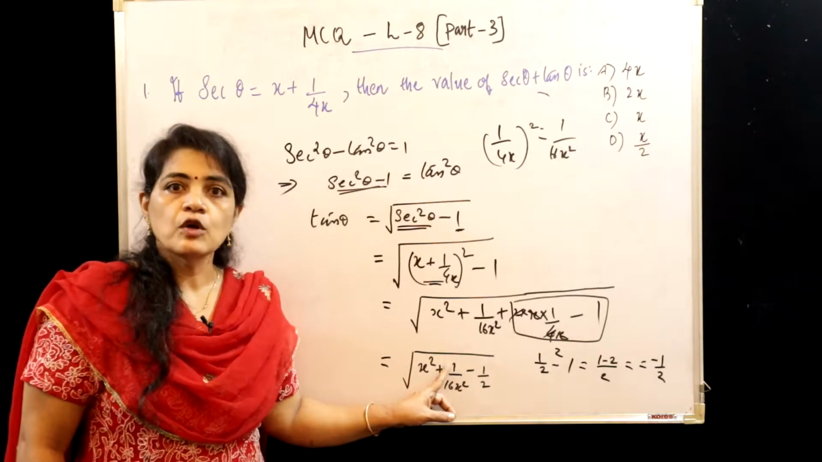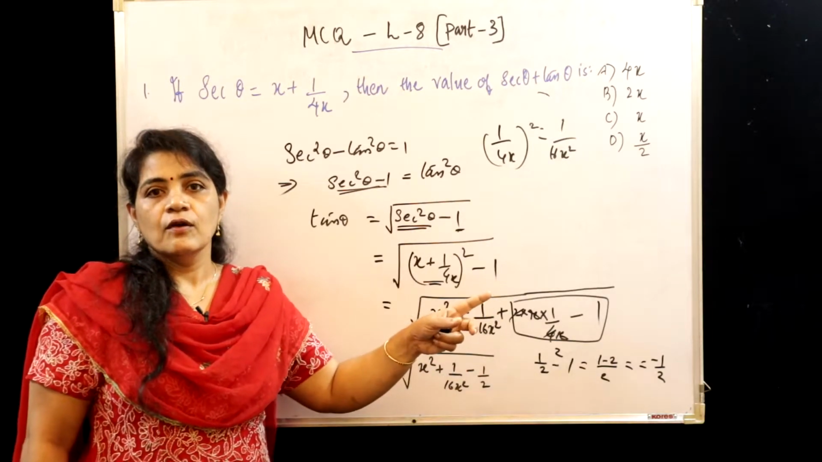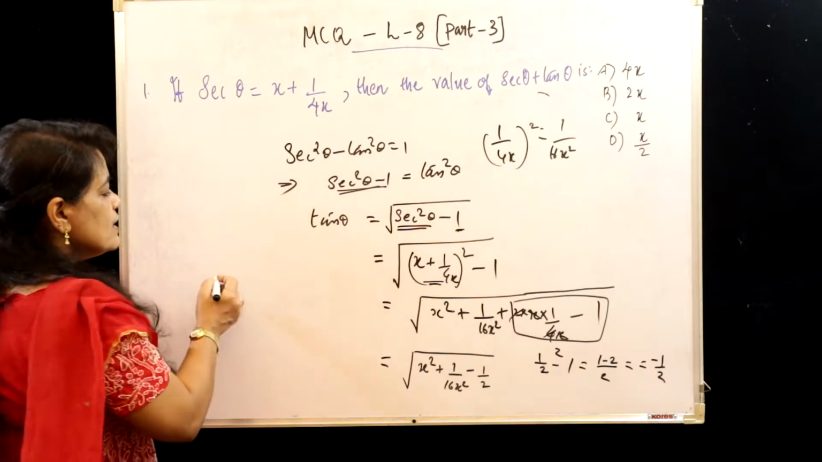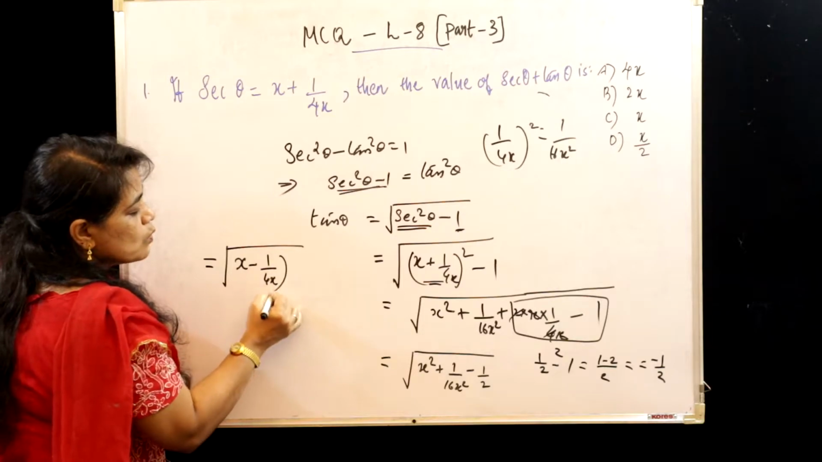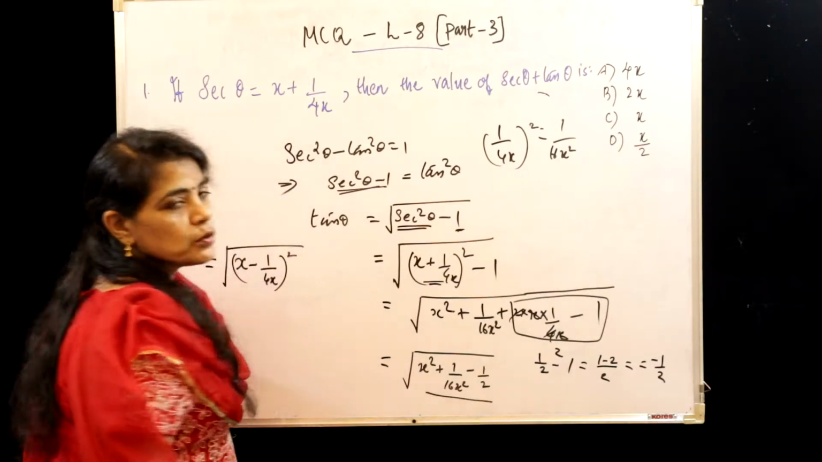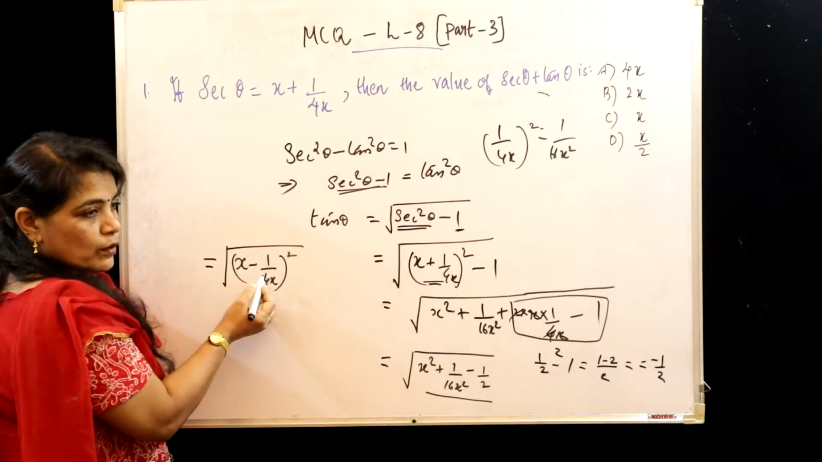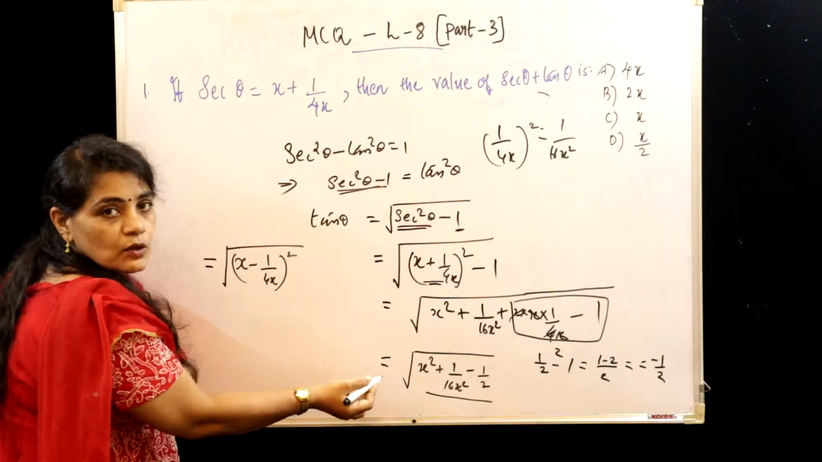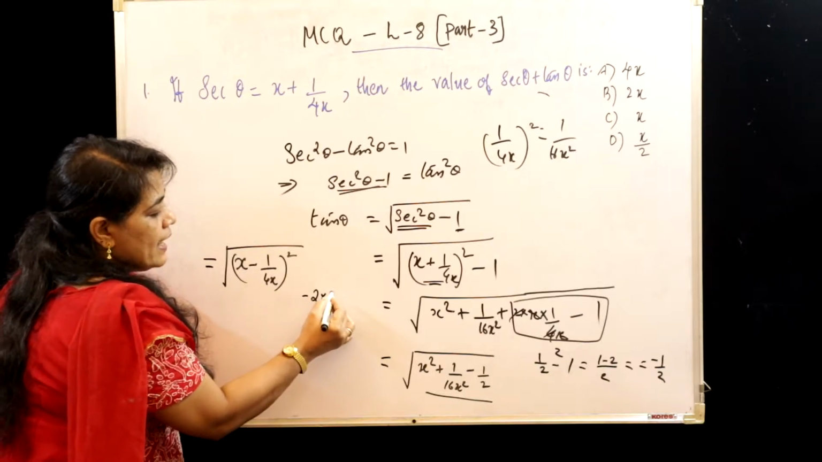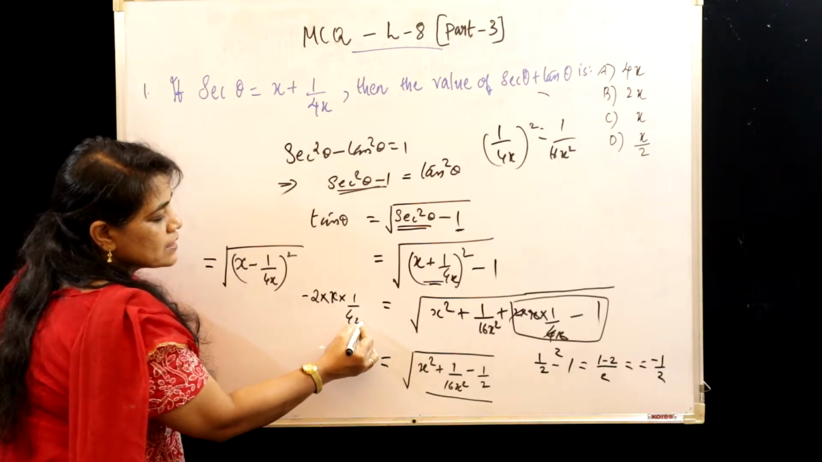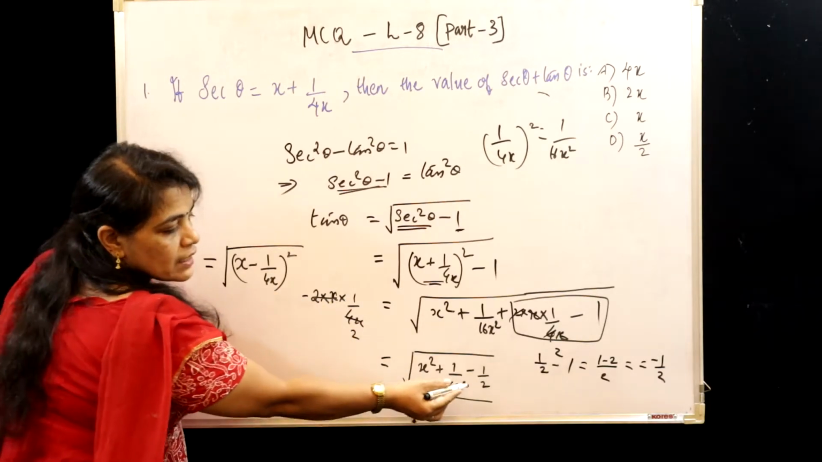This is a plus b whole square. So here, (x minus 1 by 4x) whole square, this is the expanded form of this expression. These three terms together will give this. If you expand this, see, that is x square plus 1 by 16x square, and minus 2 into a times b, that is x and 1 by 4x. See children, 2x and 4x, 2 times, so minus 1 by 2.